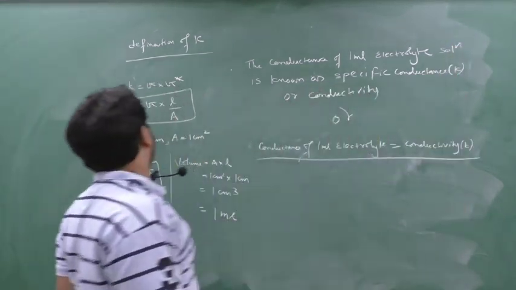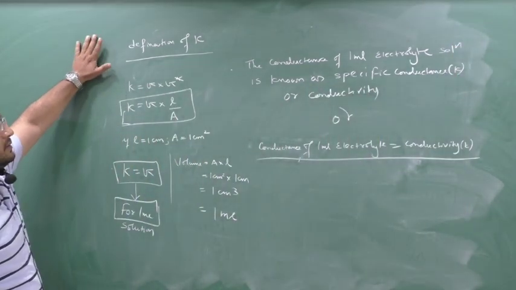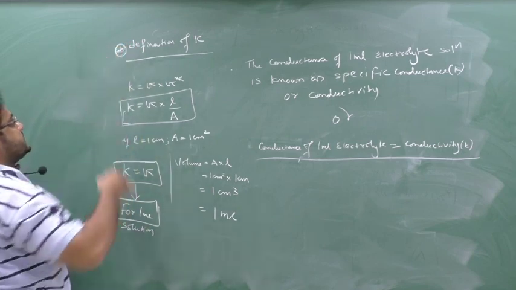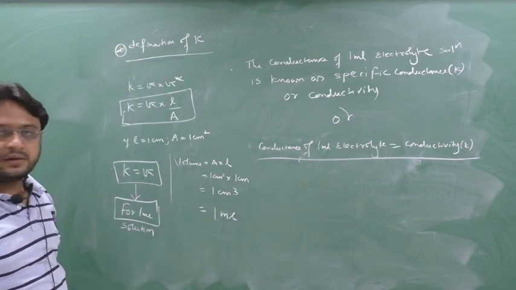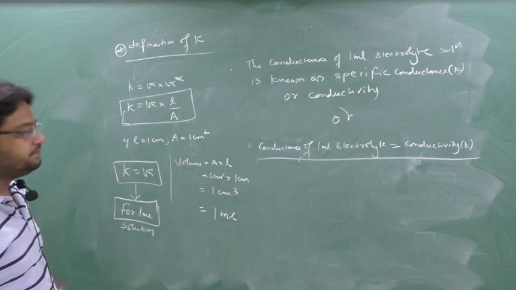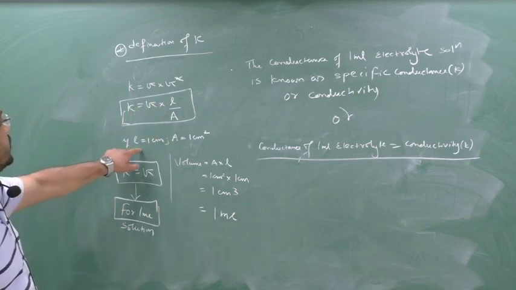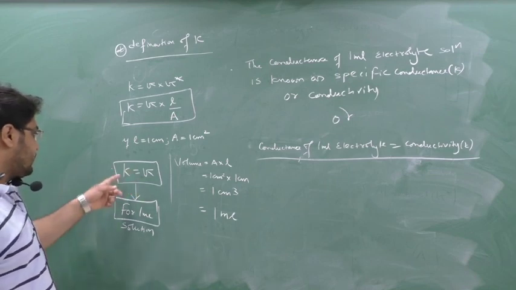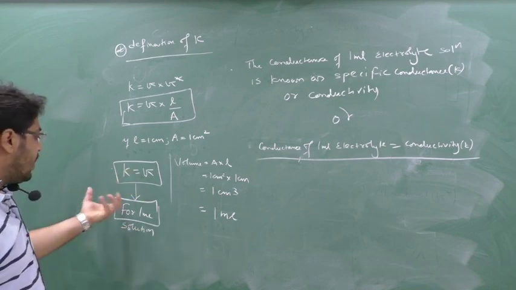Clear? See what I have done? I have taken the definition of K. Clear? This is very important and most of the students commit a mistake here in understanding. K means G into G star. G star means what? L by A. Clear now? If L equal to 1 centimeter and area equal to 1 centimeter square, so K will be equal to what? G. Now K equal to G for 1 ml solution.